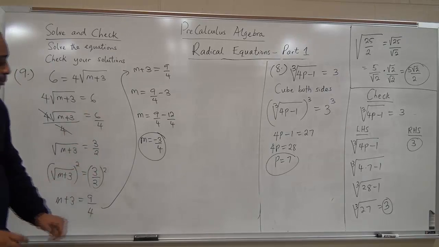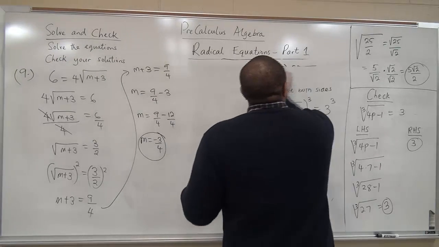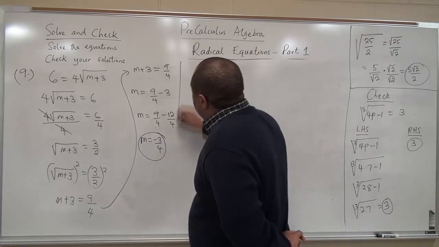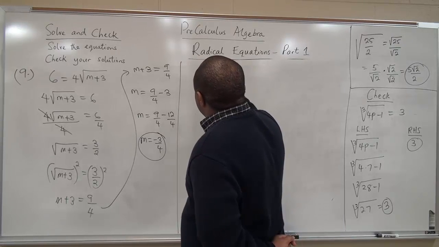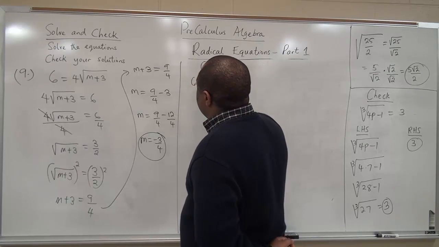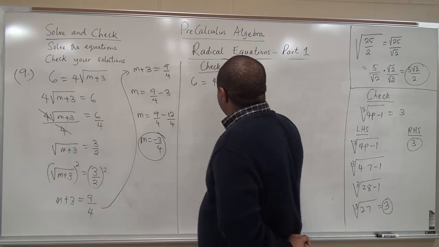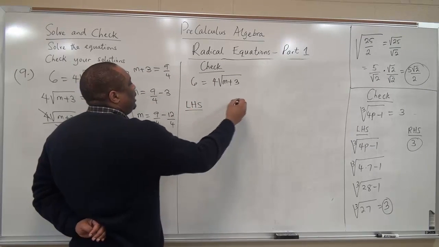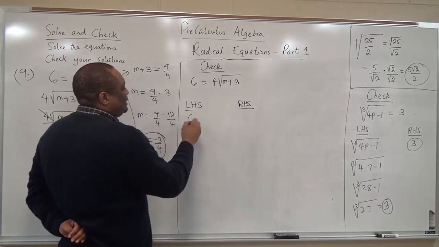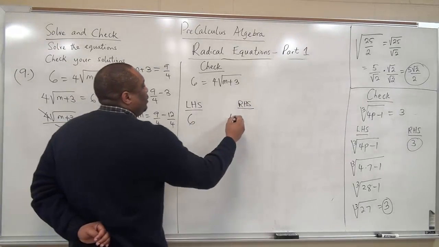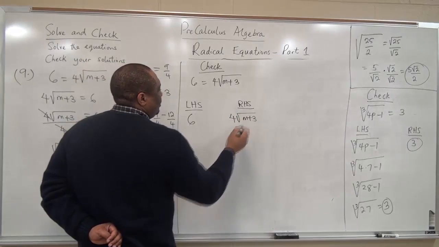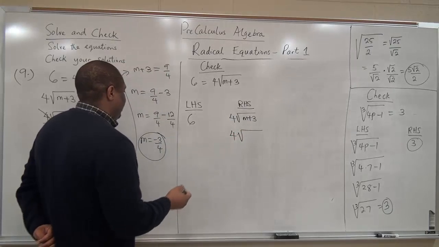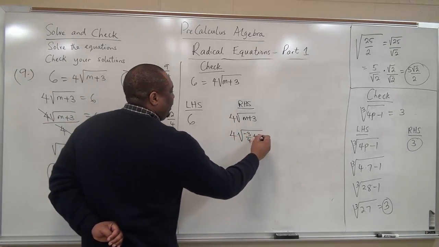Do you stop here? No. You do what? You check your work. Check. We have that 6 is equal to 4 square root of n plus 3. Then we have our left hand side and our right hand side. Left hand side is 6. Right hand side is 4 square root of n plus 3. So this is our concern. 4 times square root of n, which is negative 3 over 4, plus 3.